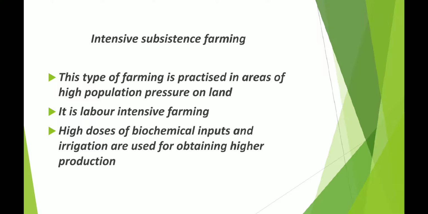Intensive subsistence farming. This type of farming is practiced in areas of high population pressure on land. It is labor intensive farming. That means more labor is used for farming. High doses of biochemical inputs and irrigation are used for obtaining higher production. Though the right of inheritance leading to the division of land among successive generations has rendered landholding size uneconomical, the farmers continue to take maximum output from the limited land in the absence of alternative sources of livelihood. Thus, there is enormous pressure on agricultural land.